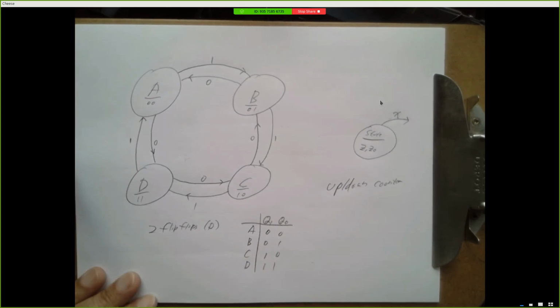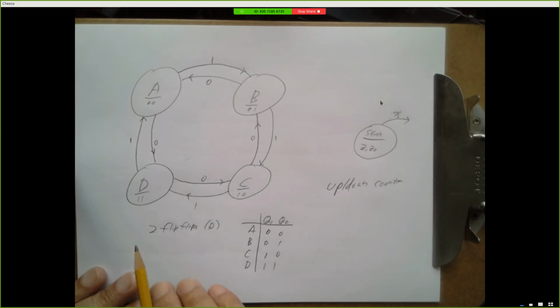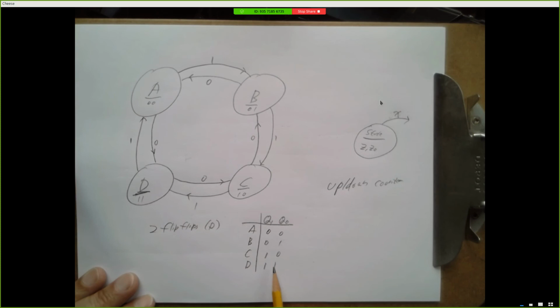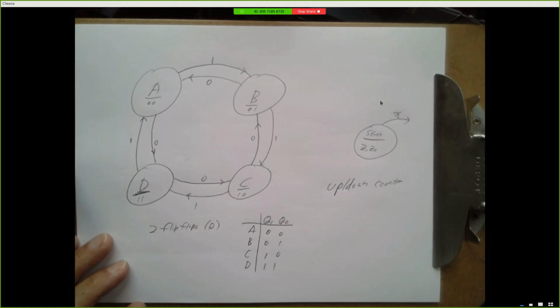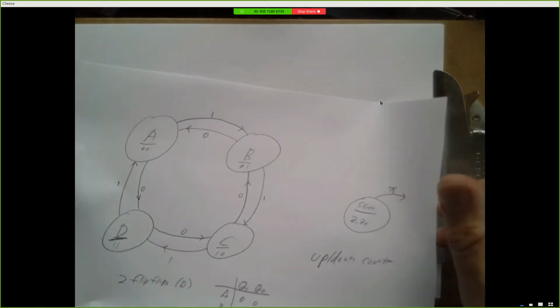And I chose these carefully because, what's the output in state C? 1, 0. Well, that's the value of Q1, Q0 in state C. And what's the output supposed to be in state D? 1, 1. Well, that's the value of Q1, Q0 I chose for state D. So my outputs are going to be really easy. They're just going to be Q1 and Q0. Okay? So let's make a state transition table for this, and then let's look at different types of flip-flops.